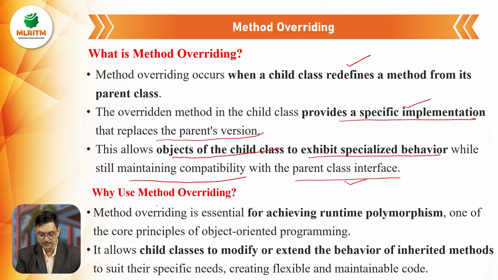So why do we use overriding? This overriding is essential for achieving runtime polymorphism. Why do we need method overriding? To achieve runtime polymorphism. So whenever we are implementing or calling at runtime, an object can choose its own implementation. So this is one of the core principles of object oriented programming.